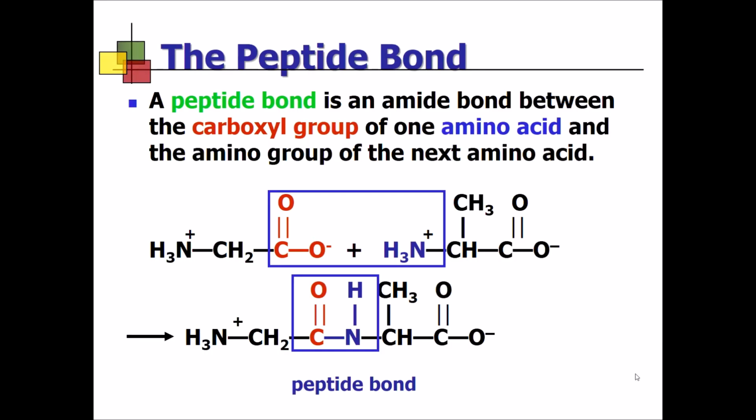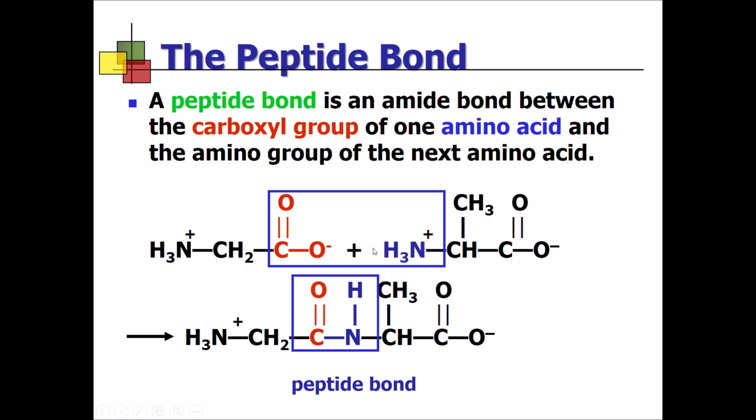So once again, a peptide bond is the amide bond between the carboxyl group of one amino acid and the amino group of the other, or the next amino acid. So we're putting together two different amino acids here. This one happens to be glycine because its R group is a hydrogen. This one is alanine because its R group is the methyl group. So we've got two different amino acids, glycine and alanine, and we're going to join those two together right here.